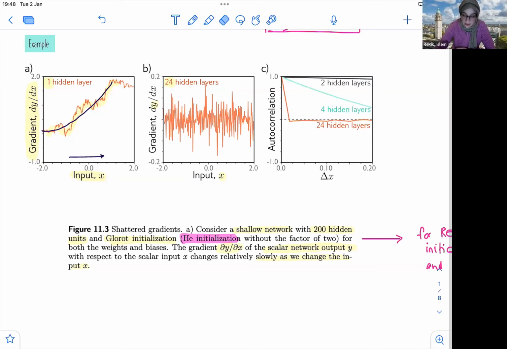Now let's look at the last example. In this last example, C, we calculate something interesting. We calculate the correlation between the gradient and the change in the output. We're actually calculating the correlation between the signal dy/dx and the delta x, the change in the input.